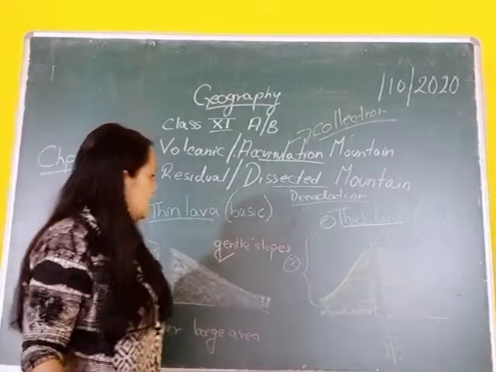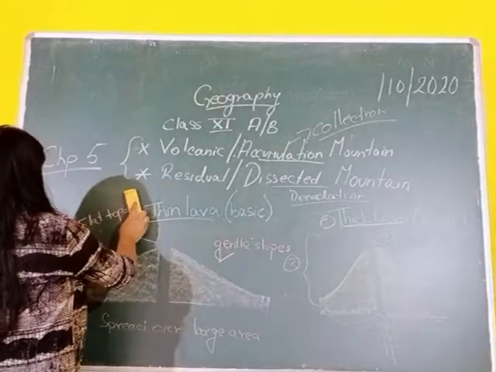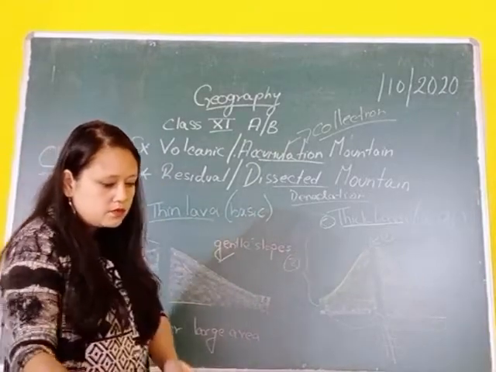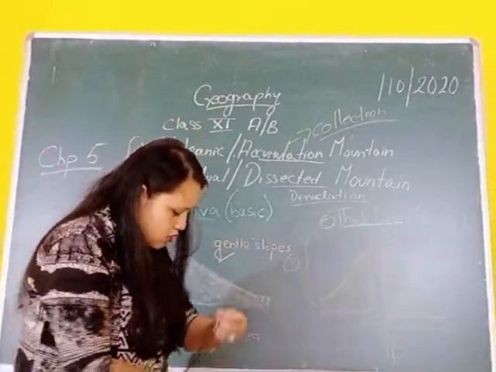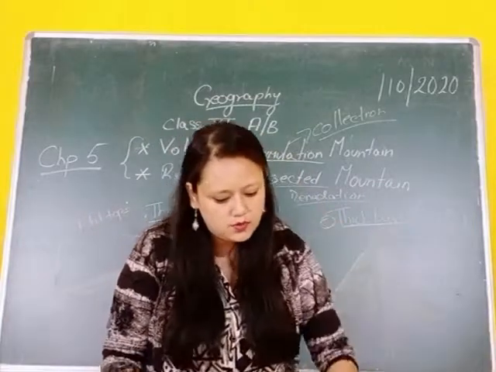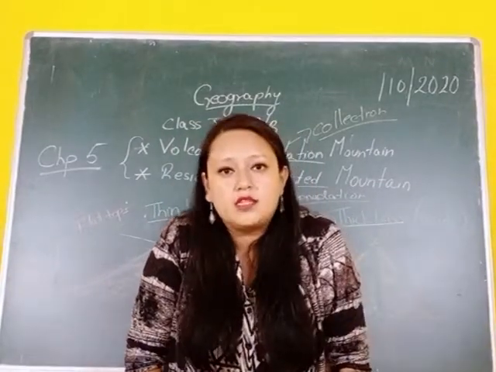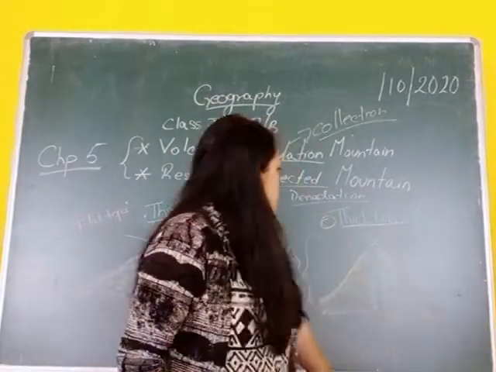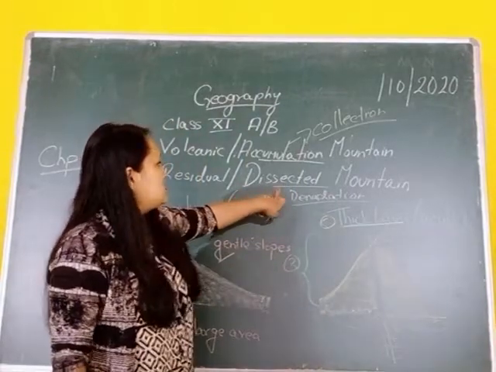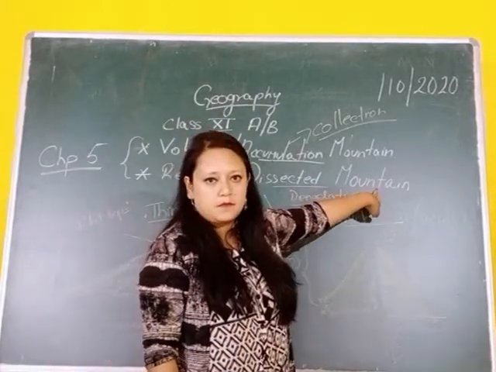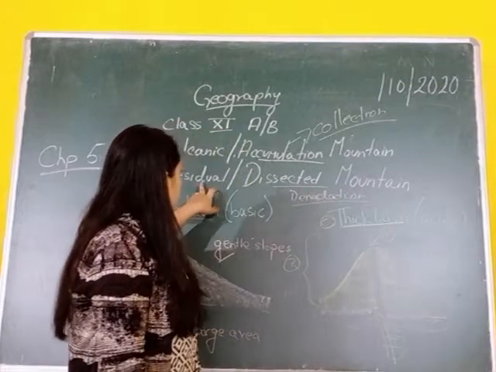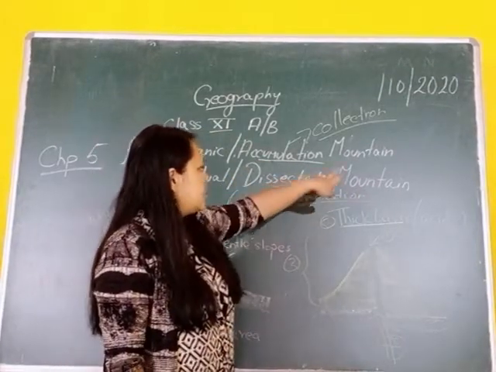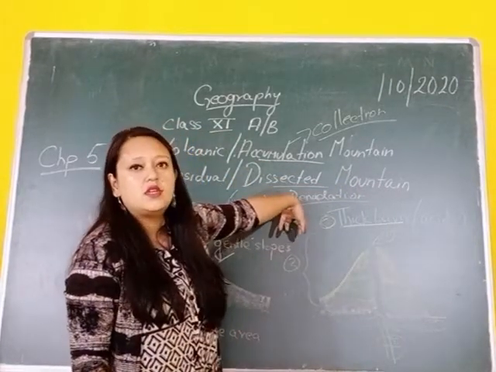Okay, so now we shall be doing the last one. There's no diagram for residual mountain. The last one that we will be doing is known as residual mountain, or it is also known as dissected mountain. And another name for residual or dissected mountain is also denudation mountain.